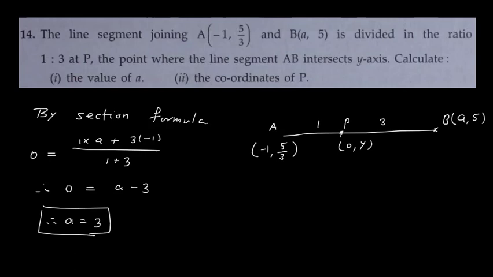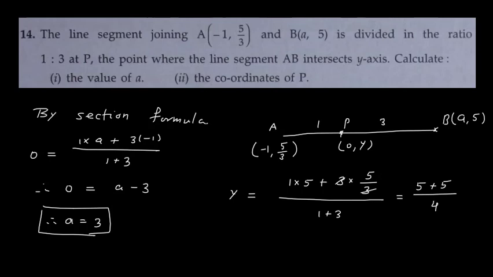And here for this y coordinate, I will say that y is equal to 1 into 5 plus 3 into 5 divided by 3, and this whole divided by 1 plus 3. So this is 1 into 5 is 5, plus this 3 and this 3 cancel, it is 5, plus 5 whole divided by 3 plus 1, it is 4. So therefore y will become 5 plus 5, 10, 10 divided by 4, is equal to 5 divided by 2, is equal to 2.5.